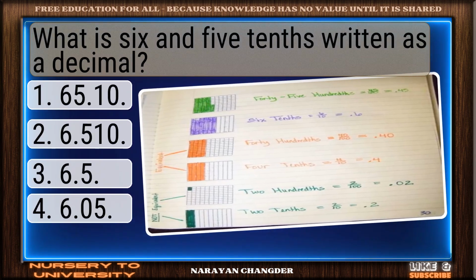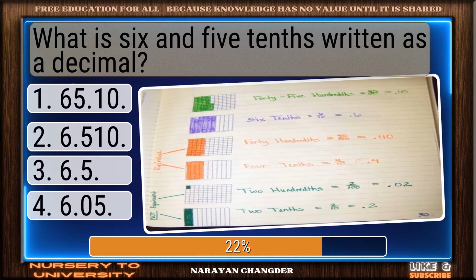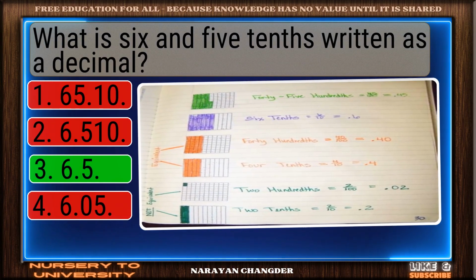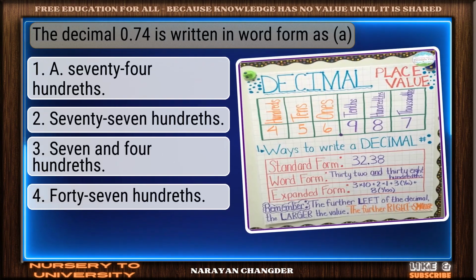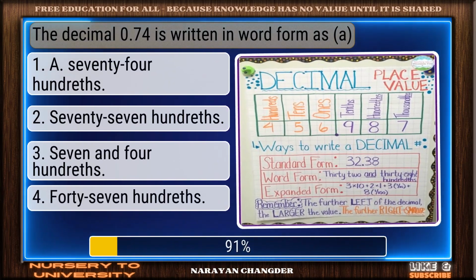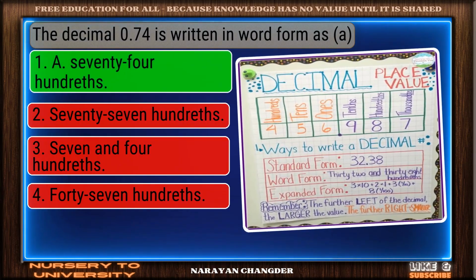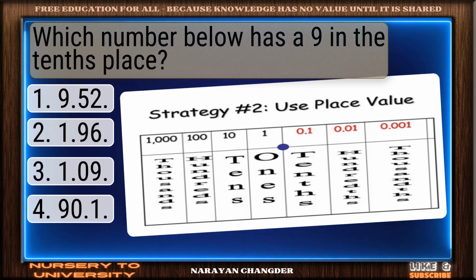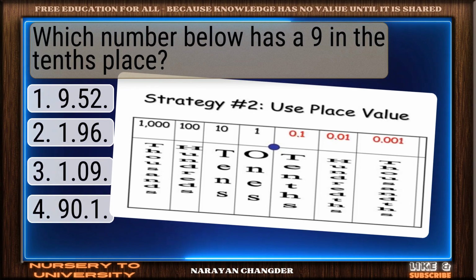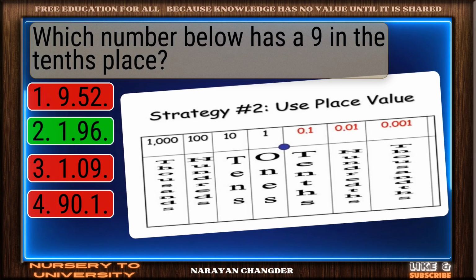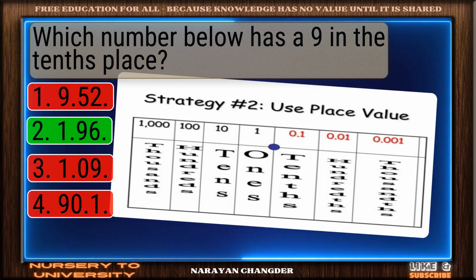What is 6 and 5/10 written as a decimal? Right choice. 6.5 is the best answer. The decimal 0.74 is written in word form as. Good thinking. A 74/100ths is the right answer. Which number below has a 9 in the tenths place? Excellent choice. 196 is the right answer.